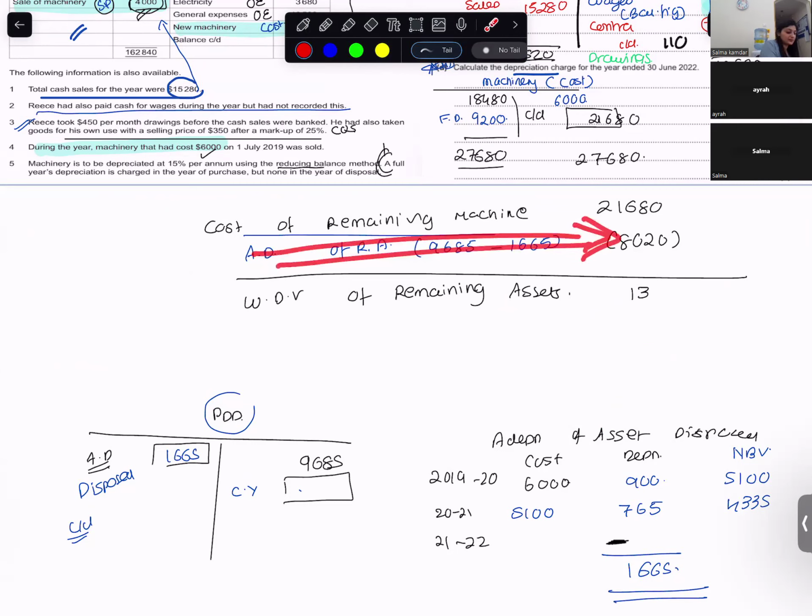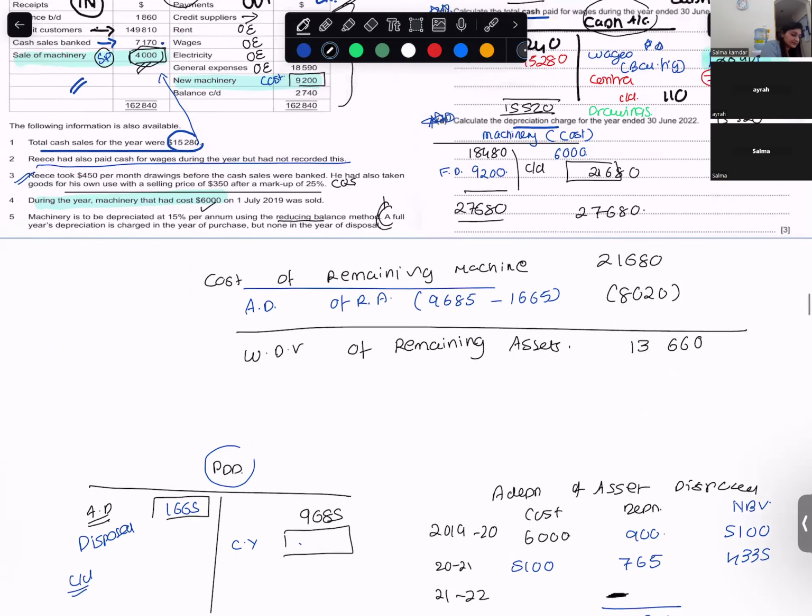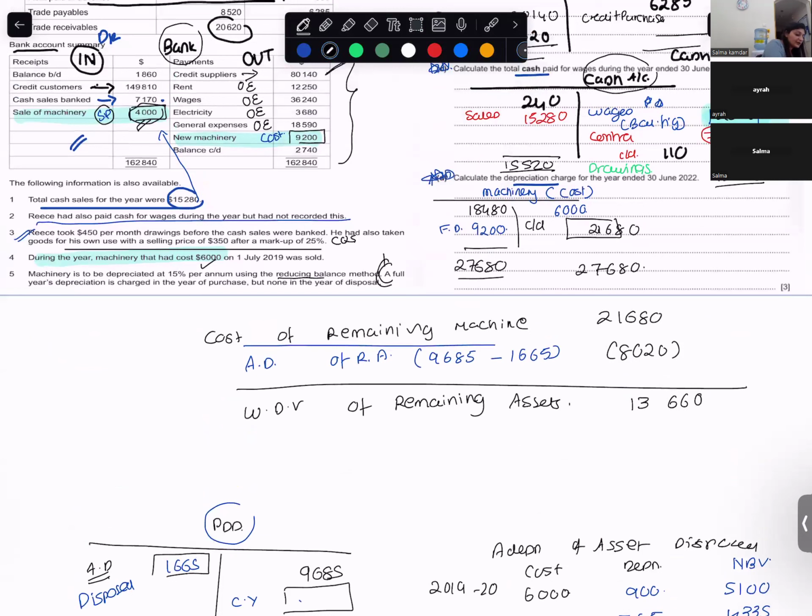What is 8020? The accumulated depreciation of the remaining assets. The written down value of the remaining assets is cost minus depreciation. It is 13,660. So cost you will take from the asset account that we just made. How will you get cost? Your opening asset account was 18,480. You purchased a new asset of 9,200 and you've sold the asset whose cost is 6,000. So you get the cost of remaining assets. Just digest this fact. I'll give you 2-3 minutes.